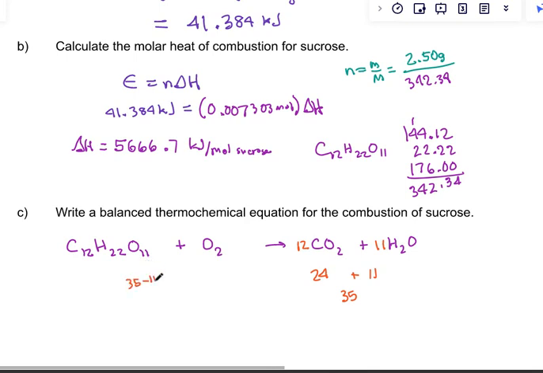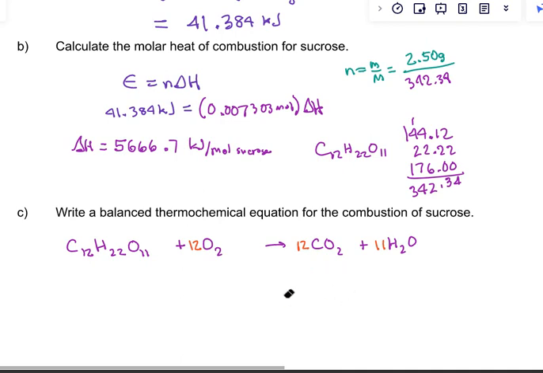35 minus 11 is... Okay, so we need a total of 35 oxygens. 11 of them are already covered here, so we need 24 more. This needs to be 24 oxygens, and we can accomplish that by putting a 12 on it. Good? This is still not a thermochemical equation, but at least it's a balanced equation for the combustion of sucrose.